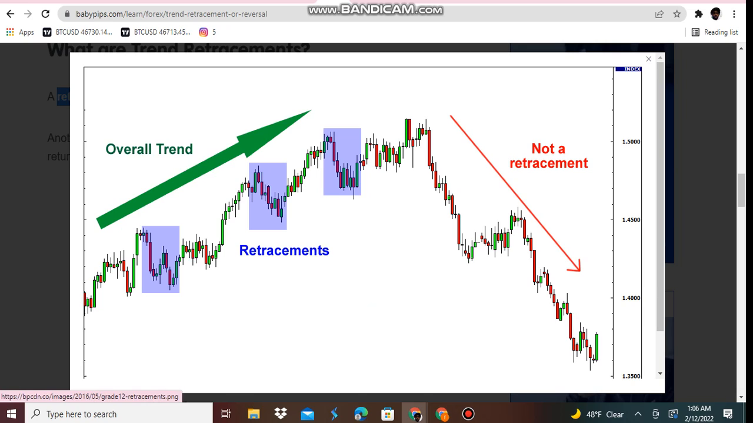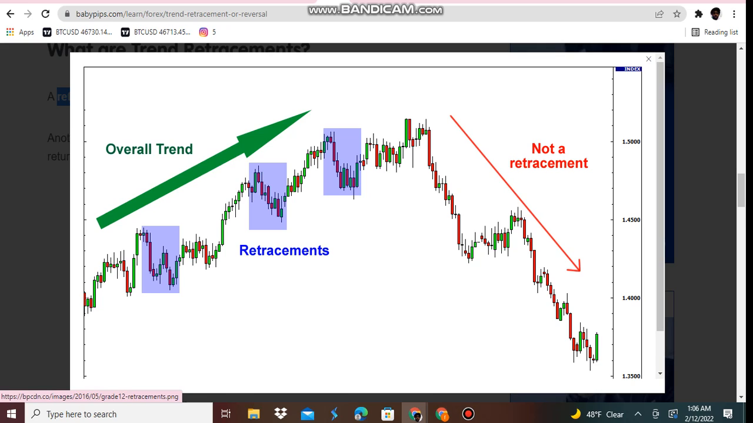Price will make a higher high, retrace back down and make a higher low before making a higher high. Retrace back down, making a higher low before making a higher high. This is not a retracement. This is a true downtrend. Price made a lower low, boom. And then we didn't see any retracements.